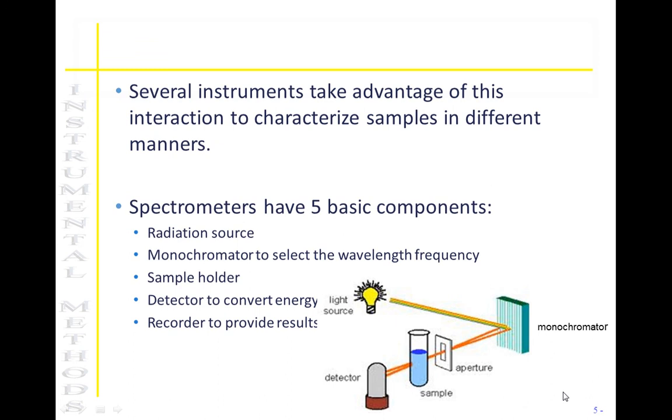Several instruments in the laboratory are used to take advantage of this interaction of samples with the different types of energy. These are your spectrometers. Spectrometers are going to have 5 basic components to them. They're going to have some source of radiation energy, a way to actually select that wavelength that's going to hit the sample, a sample holder, and then also a detector to convert that energy so that it can be received by a recorder that's going to provide the results.